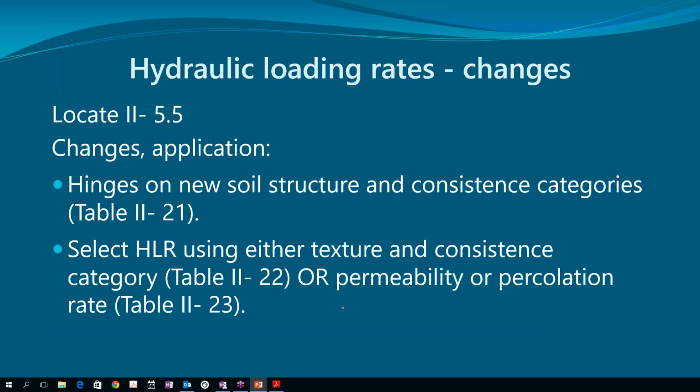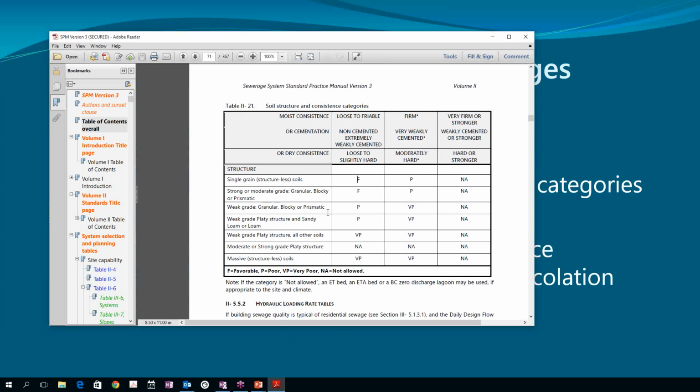is not really new. It actually always was this. You select hydraulic loading rate based on either texture and consistence category or permeability or perk rate. Permeability being field saturated conductivity from permeameters, and perk rates as a hole in the ground we fill up with water. It was always that way. In the old SPMs, we had two columns, one for soil texture and consistency, another for permeability, and we were supposed to choose the most conservative outcome of the two. But now, to make that crystal clear, they put that in two distinct tables.